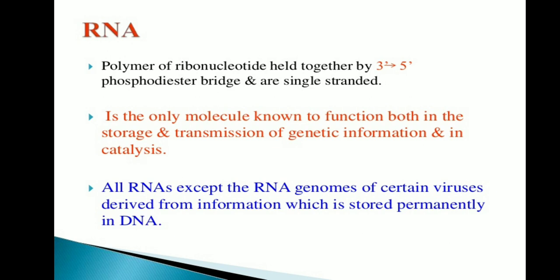All the RNAs, except the RNA genomes of certain viruses, are derived from information which is stored permanently in the DNA. It means all living organisms having DNA as genetic material store the information permanently in the DNA, which gets transcribed to form RNA. The exception is viruses like the coronavirus, which has RNA as genetic material, and other viruses, the retroviruses, which also have RNA as genetic material.